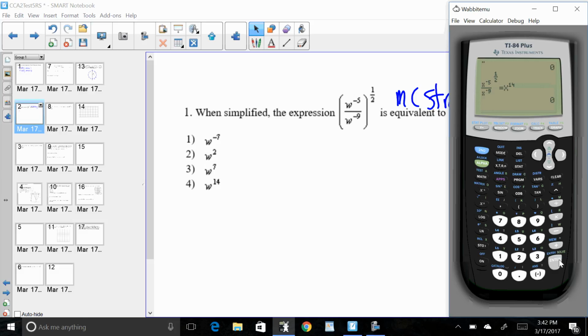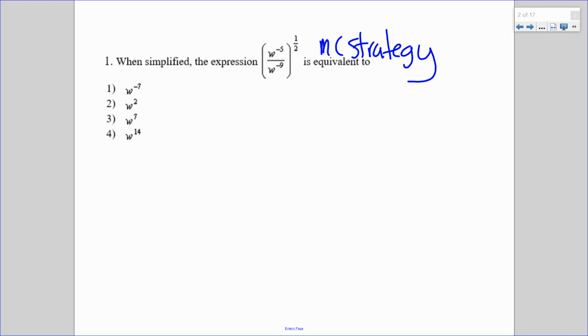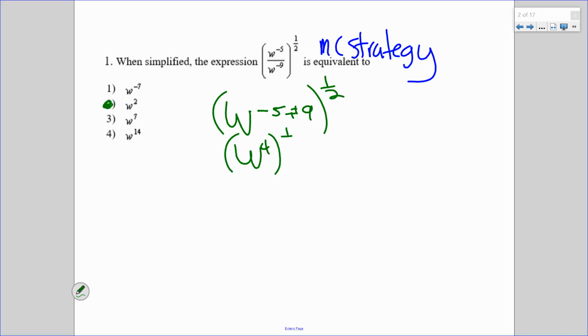Now, if you're doing it by hand, there's a couple different ways to go about doing this. I'm going to do it in the parentheses first. When I divide exponents, I subtract the powers. So it becomes w to the -5 minus -9, which is w to the 4th. To the half power, 4 times 1/2 is 2.